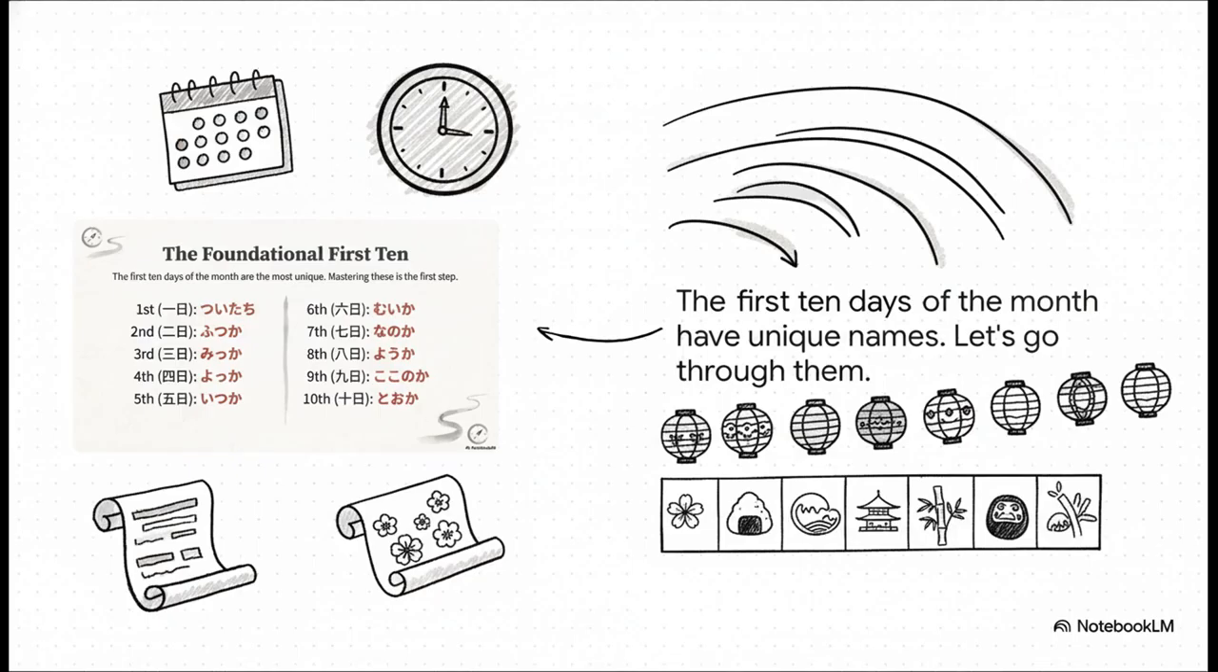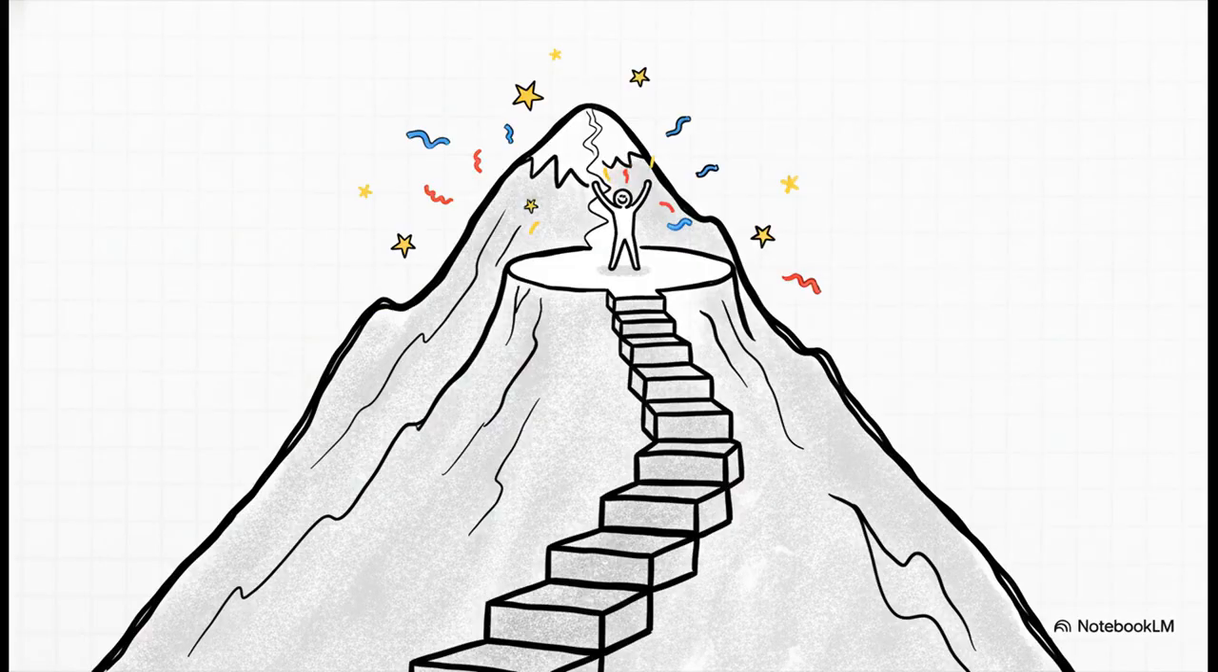The first is tsuitachi. The second is futsuka. Third, mikka. Fourth, yokka. The fifth, itsuka. Sixth, muika. Seventh, nanoka. Eighth, yoka. Ninth is kokonoka. And finally, the 10th is toka. And that's it. Seriously, that's the heavy lifting right there.